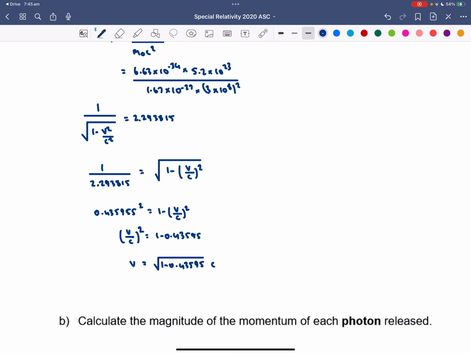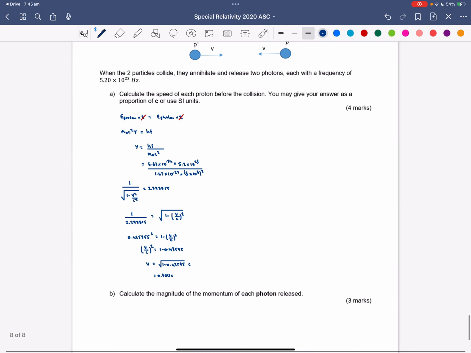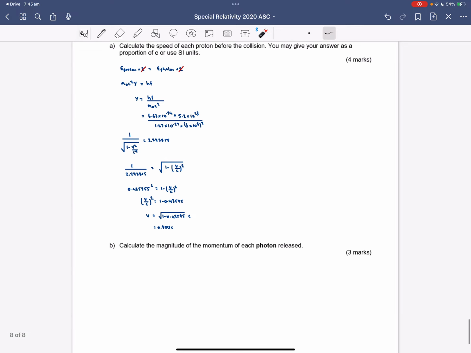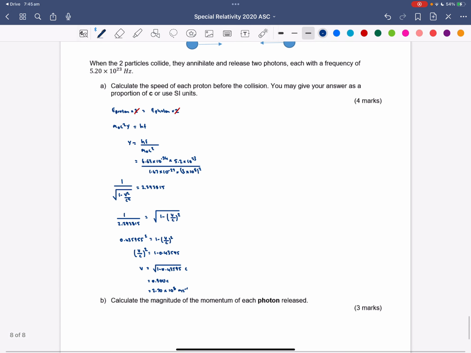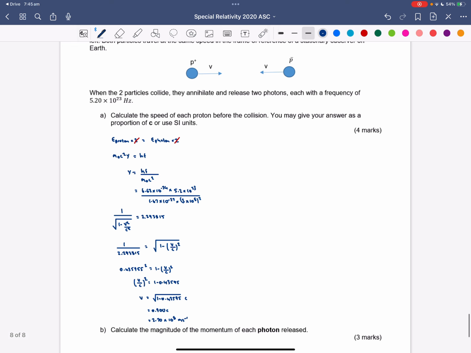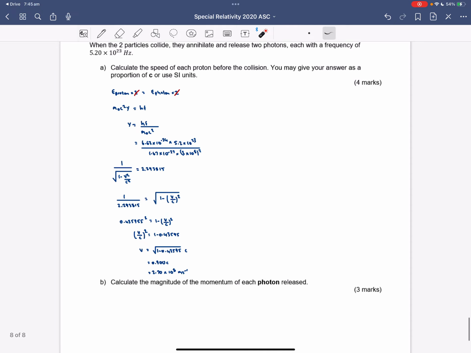Okay, perfect. And that gives you exactly 0.900 c. If you want, you can change that. It says give it either as a proportion of c or use SI units. 0.9 times the speed of light is basically 2.70 times 10 to the 8 meters per second. Either or. Just a lot of math, but what's happened is the total energy of the proton, both the rest energy and the kinetic energy, has been turned into the energy of the photon.